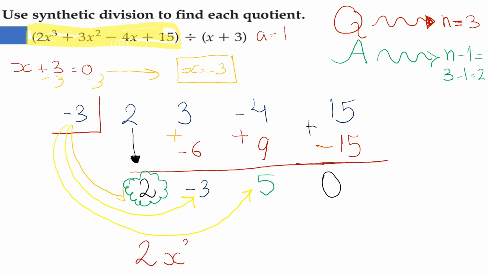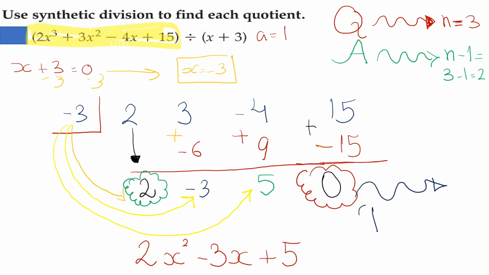2x squared minus 3x plus 5. And what do I mean by this number? The last number in the synthetic division itself, I will be calling it the remainder.